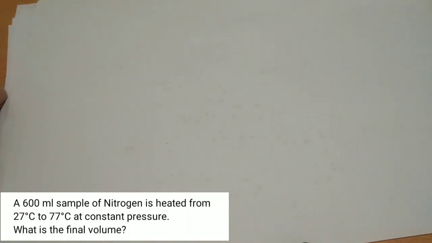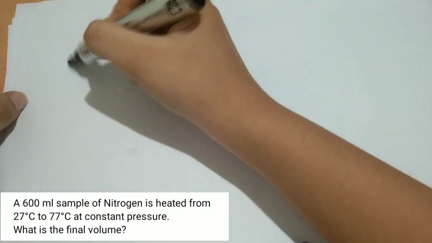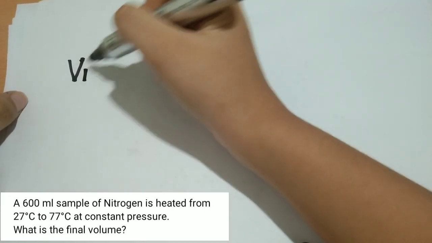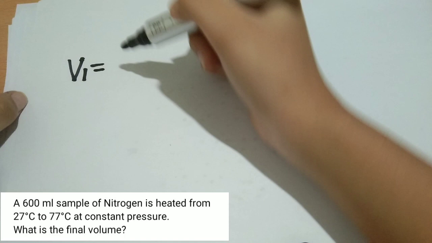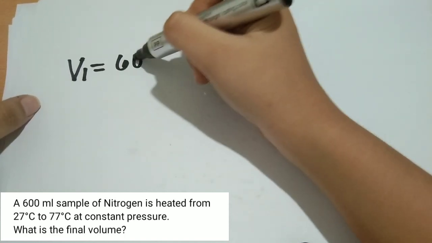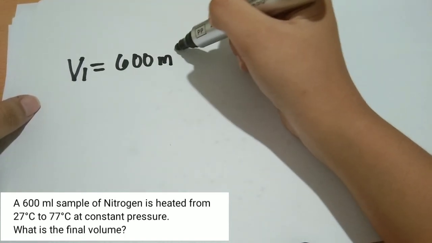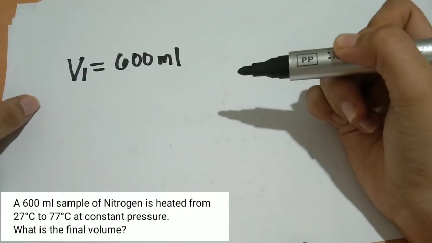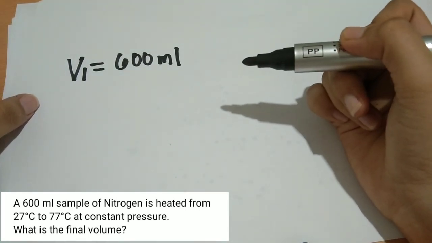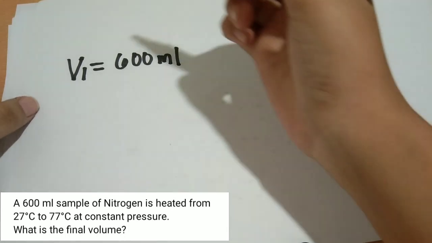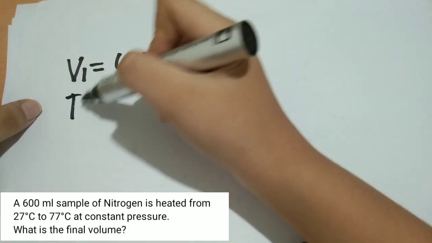So going back to solving the problem, note that in every gas law equation, we must always segregate the final and the initial so that we can substitute correctly the variable. So the initial volume here is 600 ml. And it is heated from 27 degrees Celsius. This is the initial temperature.